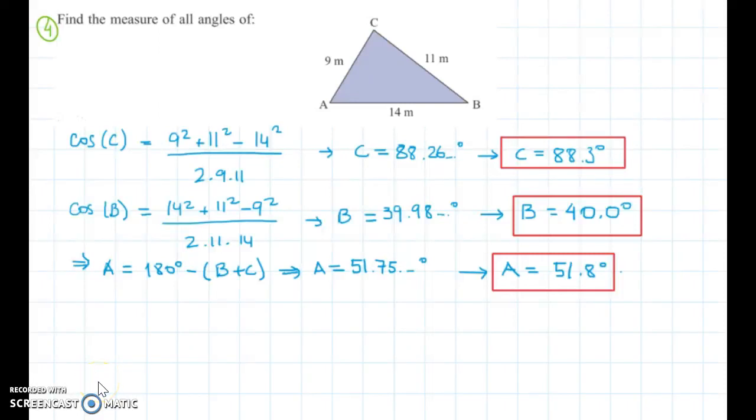I want to make two comments about problem 4. In this problem, we knew the three sides of a triangle ABC, and we were asked to find the angles of the triangle. Over here, you can see the way I solved it.